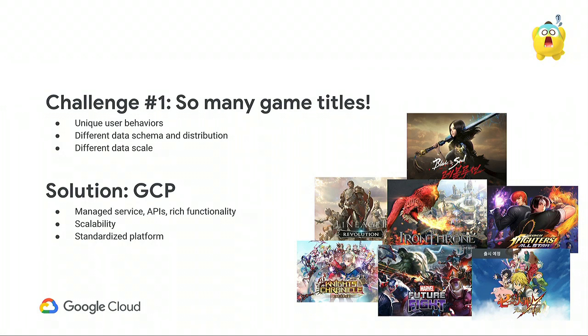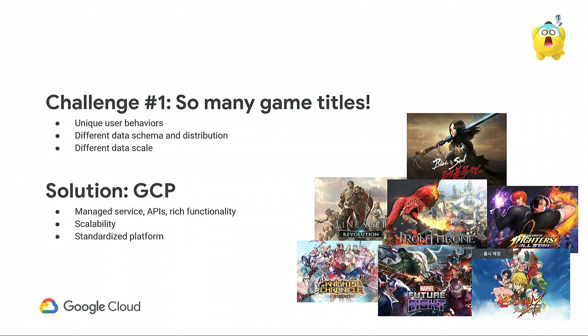So therefore, we could not train all the data into one model. That means we needed at least one model product per game. That's a huge amount of model products. So we thought that we needed a standardized platform that could handle multiple model products. So the solution for this was simply GCP.